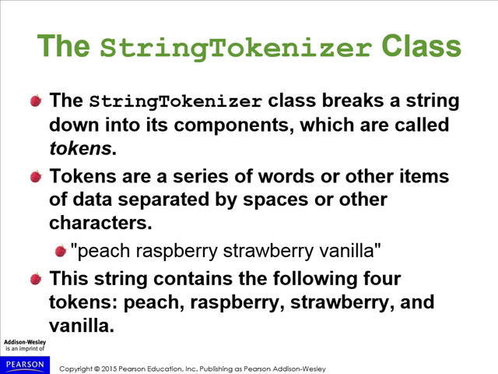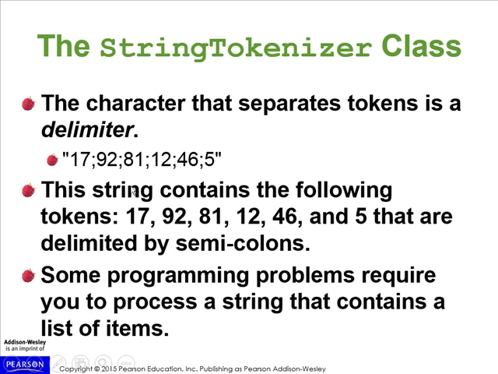String tokenizers, again, identical examples to what we looked at in the last class. But here is a single string that has 4 elements in it. It's a string because it's in double quotes, but it has 4 elements: peach, raspberry, strawberry, and vanilla, each of which the character that differentiates or says when that stops is a space. So there are 4 tokens in there, and the tokenizing character in this case is a space. Here's another example where you've got the semicolon in there as a delimiter.